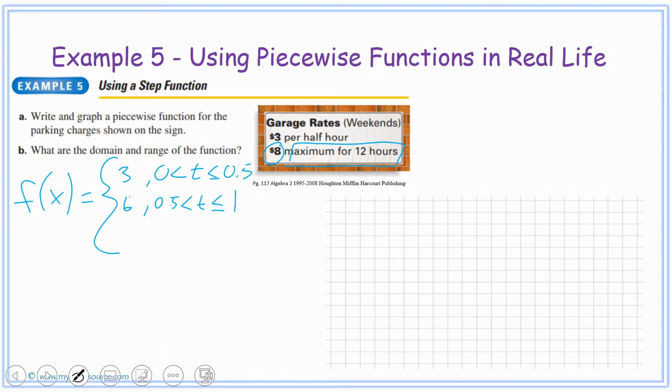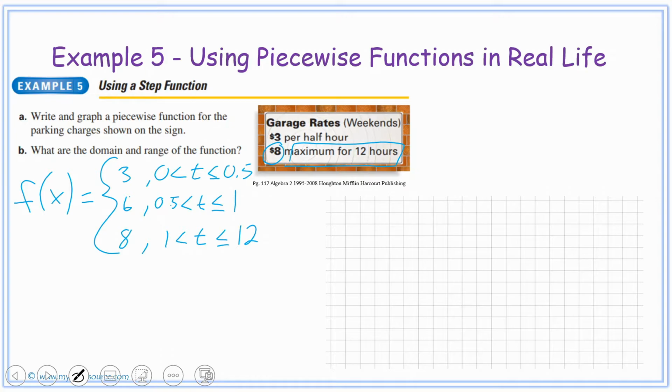Now, if it's another $3, that's $9. So instead of paying $9, you pay $8. Assuming you get to an hour, that's when you could just pay $8 for the maximum amount of time, which would be greater than 1 but less than or equal to the total maximum, which is 12 hours. So we have our piecewise function, and we can go ahead and graph that.